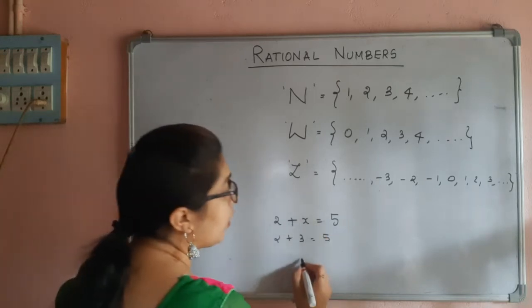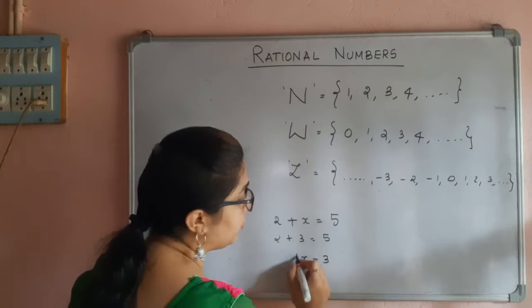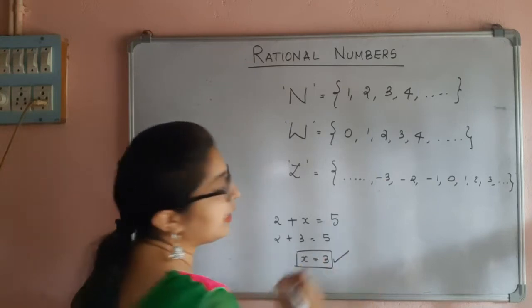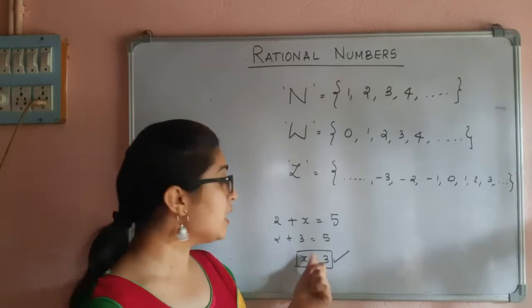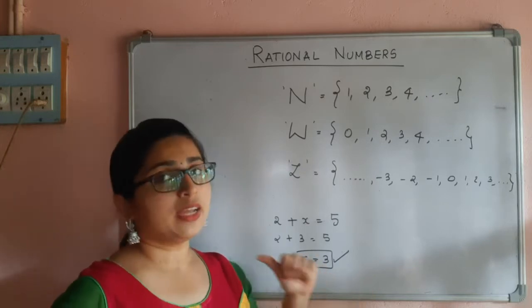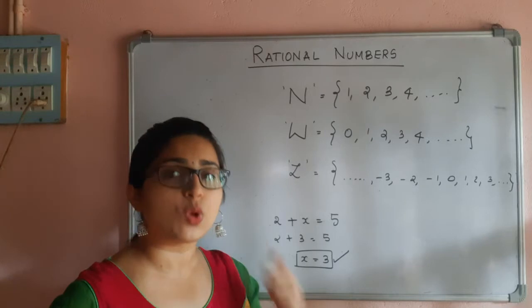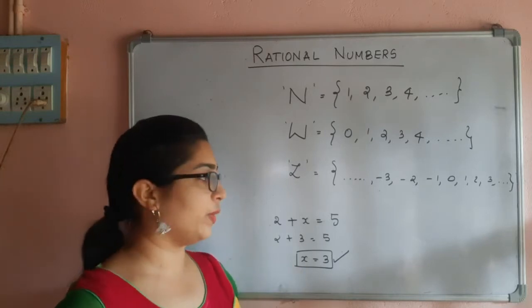So here, x is equal to 3. This is nothing but a natural number, right? If we consider the set of natural numbers and x is equal to 3, yes, this is right. This is the solution of this particular equation.